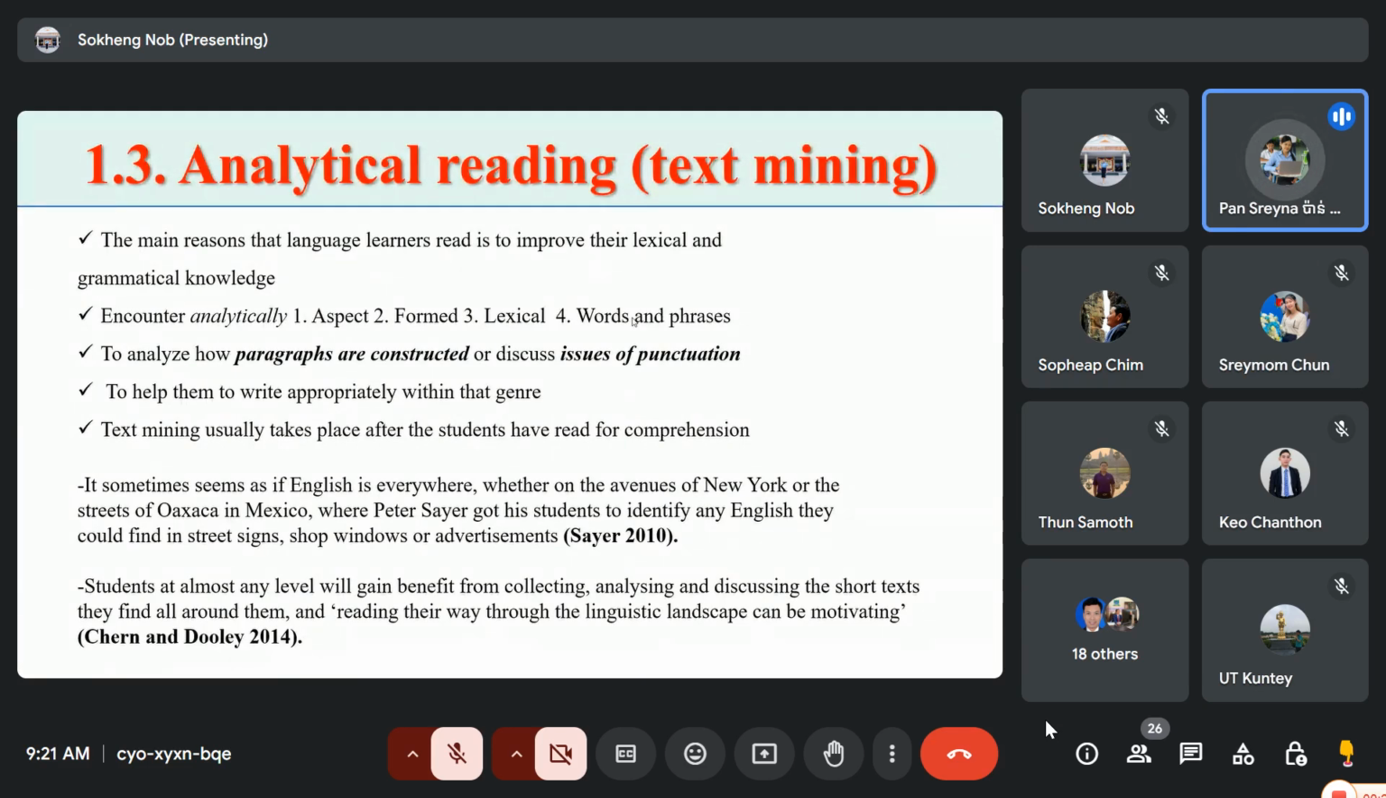According to Sire 2010, it sometimes seems as if English is everywhere, whether on the streets of New York or elsewhere. For this idea, they just use English on street signs to read and then understand the vocabulary. And for the last part, students at almost any level will get the benefit from collecting, analyzing, and discussing the short texts they find all around them, reading their way through the linguistic landscape, and it is also motivating. This is according to Churns and Dole 2014. So thank you. Please move on.